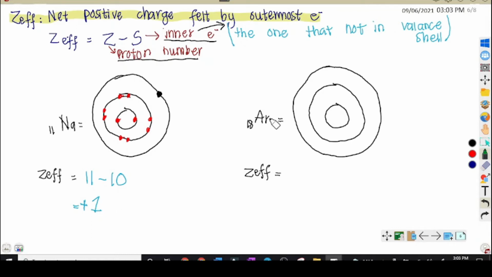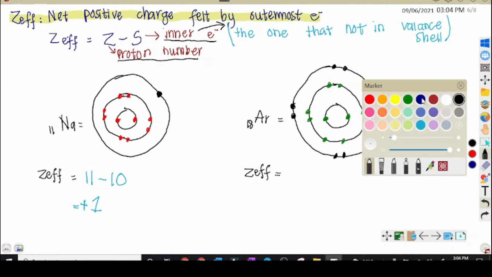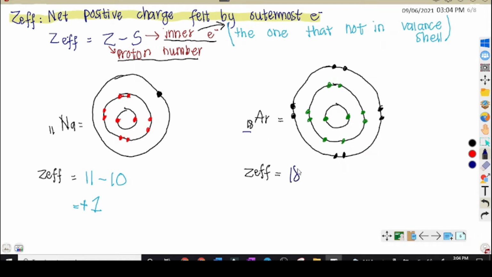For argon, the proton number is 18. So we fill in the first shell with 2, the second shell with 8 electrons, and the third shell with 8 electrons as well. Now we calculate the Zeff. The proton number is 18 for argon minus the inner electrons. Remember the inner electrons are the green ones because they are not located in the valence shell. So 18 minus 10 would be positive 8.